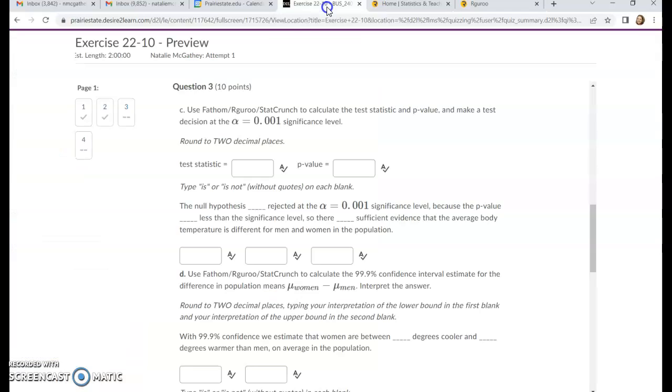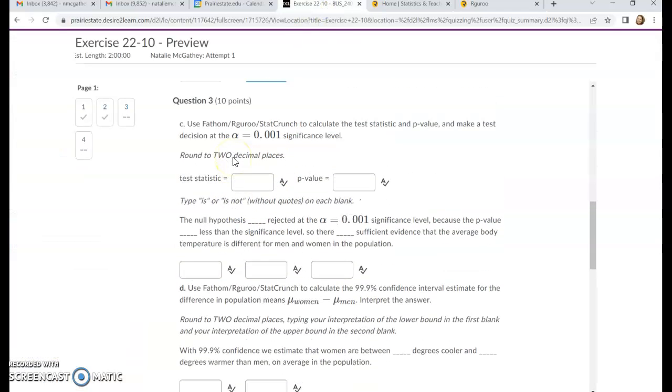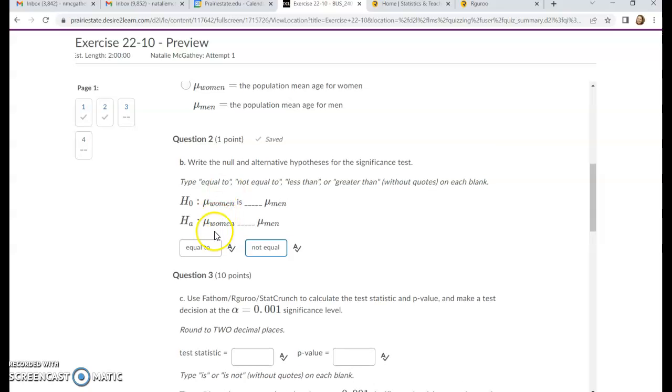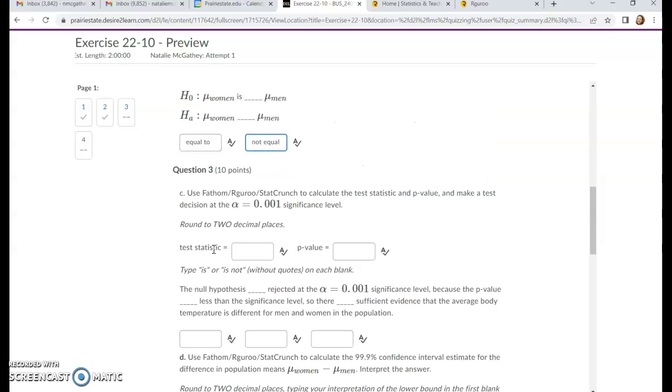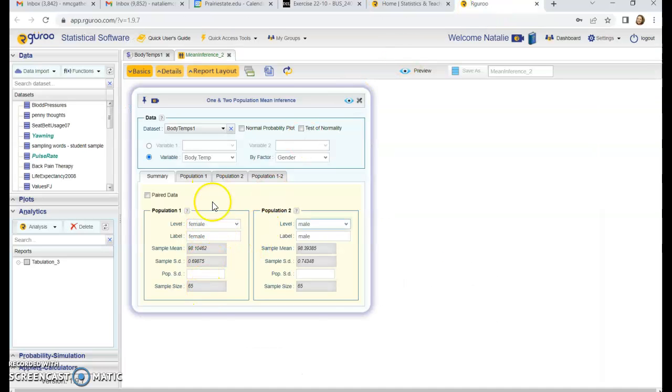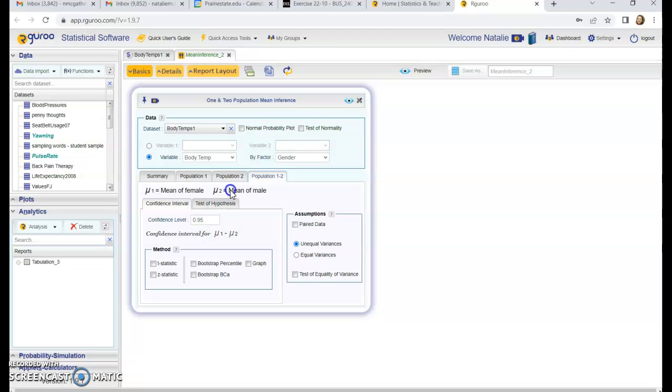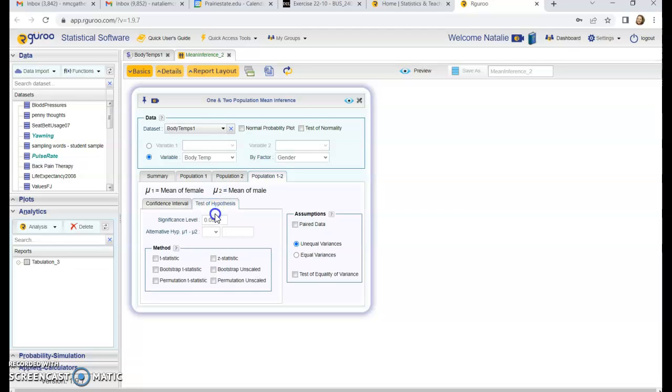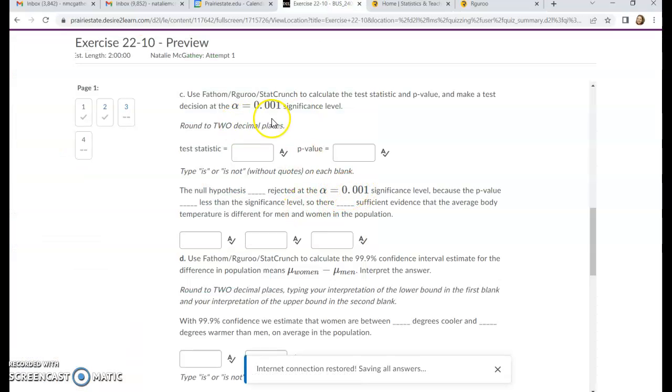Okay, now let me just go back and make sure I have the right thing for population 1 and population 2. We're going to do mu women first and then mu men second. So women is population 1. You'll see it right here. It's like we're calculating mu women minus mu men. So just make sure we put that one in first. Females go first, men go second. Okay, and now if I go over here to population 1 minus 2, we'll do a test of hypothesis. And our significance level, again, alpha was 0.001 for this.